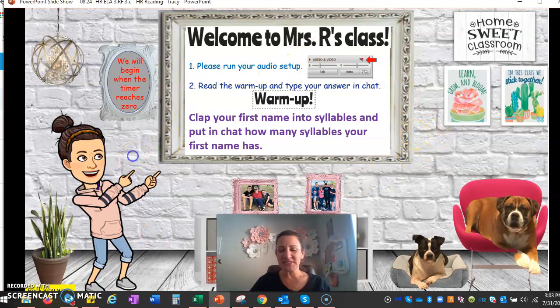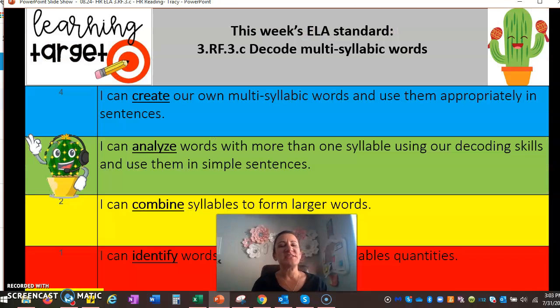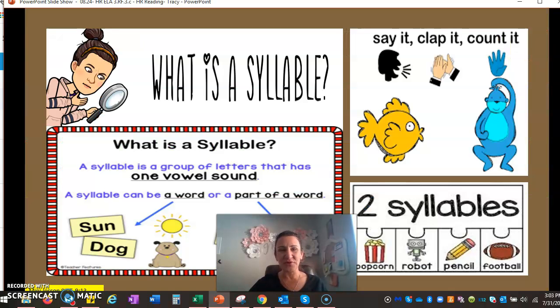For your ELA Standard this week, we are going to be decoding multi-syllabic words. That is our learning target. By the end of this week, I want you to be practicing your syllables. Here's our I can statement. I can analyze words with more than one syllable using our decoding skills and use them in a simple sentence. That means I want you using multi-syllable words all week. These are longer words, big third grade words.